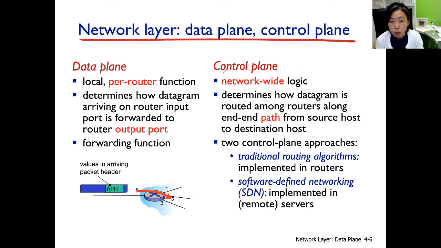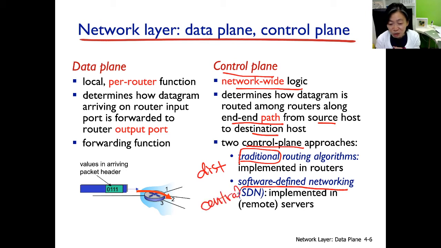Now, the control plane, on the other hand, is the part implementing the routing functionality, okay, implementing the intelligence. It is to determine how the packets would be able to travel end to end from the source to the destination. So these routing algorithms will be implemented in the control plane. Now there are two different approaches to implementing the control plane. One is the traditional approach. The other is called the SDN approach. Okay? The traditional one is the distributed approach. And the modern one, the SDN one, is actually more centralized. Okay? To your surprise, isn't it?